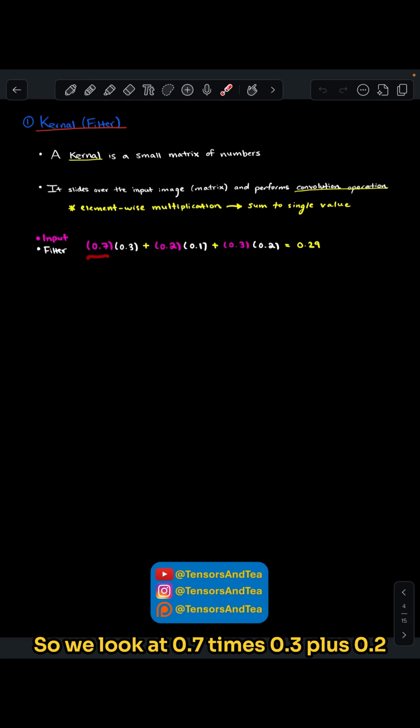If we look here at this example, we consider our pink values as inputs and our white values as filter values. So we look at 0.7 times 0.3 plus 0.2 times 0.1, 0.3 times 0.2, and we take a sum of all of these values. So we add all of these up after multiplying them together, which gives us 0.29.